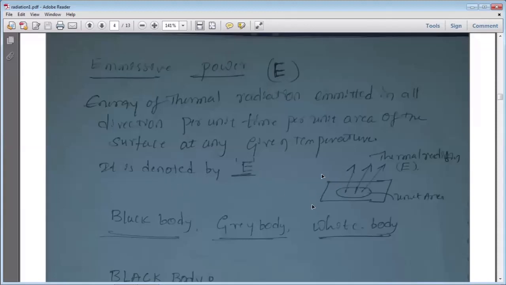Understand? So how much thermal radiation energy radiates from the unit area per unit time at a given surface temperature of the object is called the emissive power of that object. Understand? So this is called the emissive power.